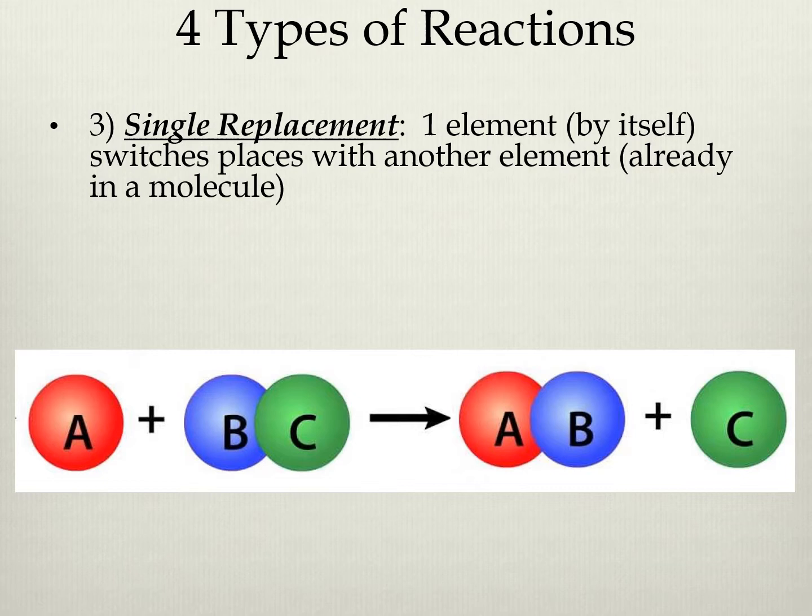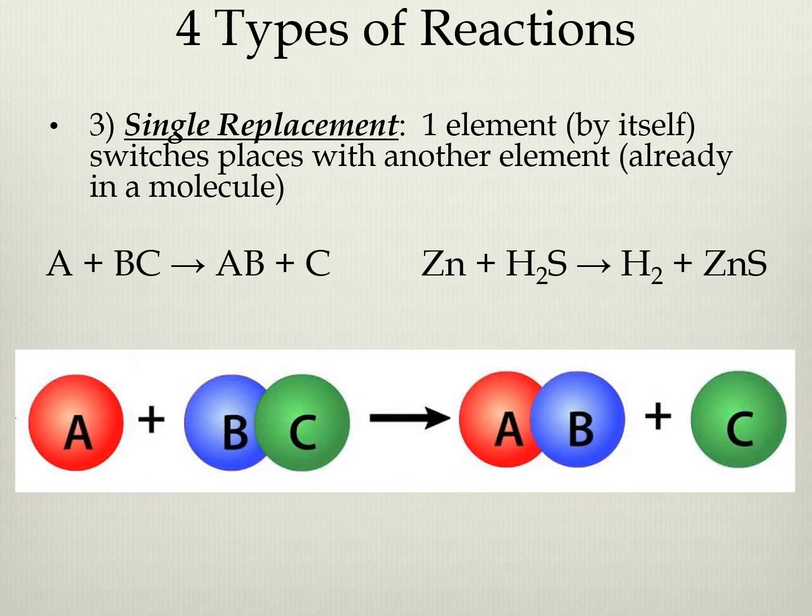The way in which it works is not random, though. The element replaces the part of the molecule it's similar to. So a single metal outside the molecule will replace the metal or positive part of the molecule, and a single nonmetal that's outside the molecule will replace the nonmetal or negative part of the molecule. In these examples, A reacts with compound BC to form A, B, and C. The A replaces the C, so A moves in and C moves out.